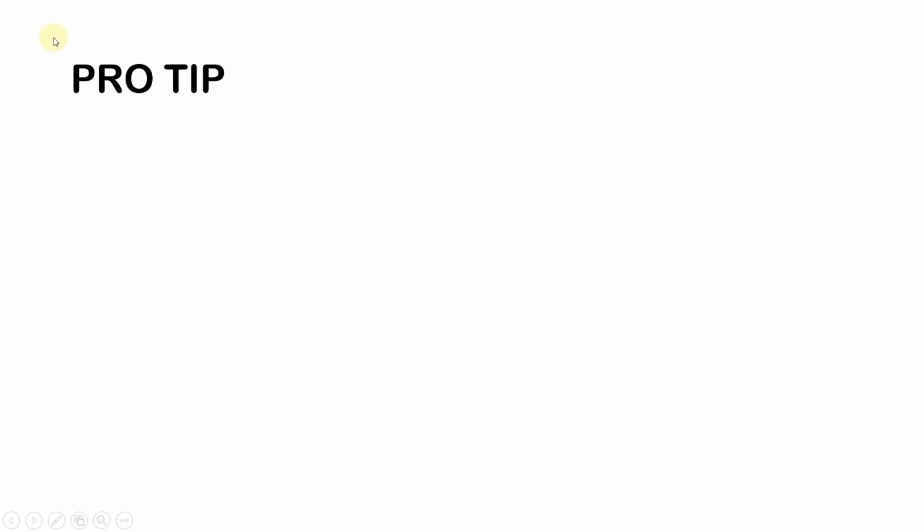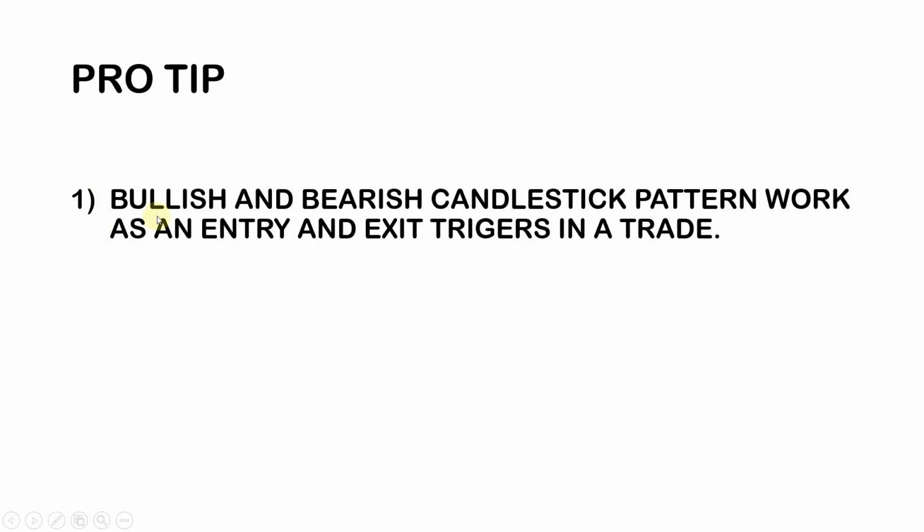So before ending this lecture, I just want to give you some quick pro tips. Pro tip number 1: bullish and bearish candlestick patterns work as entry and exit triggers in a trade. So what does it mean? If you are in a short position, or if you have sold some stock, and continuous red candles are formed, and there you see a doji candle, what does it mean? There is a likely chance of reversal, that price may start going up from here. So you can exit the position from there.